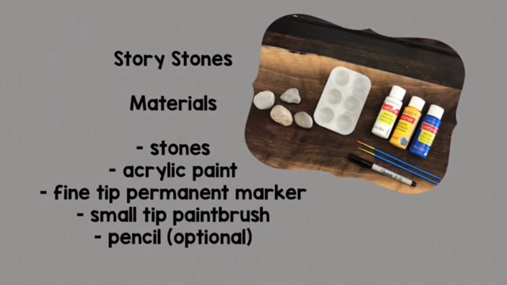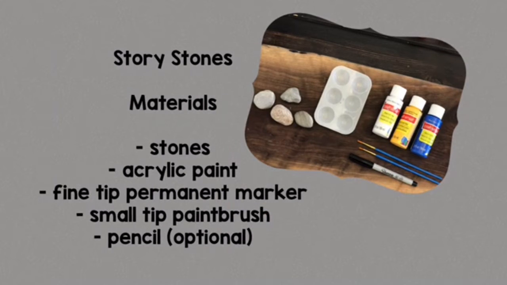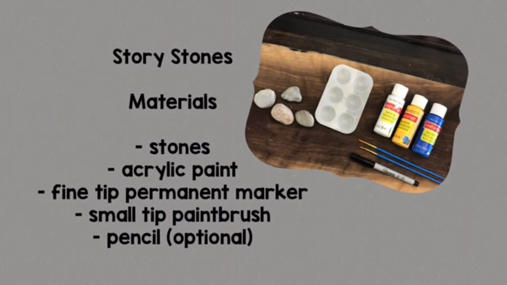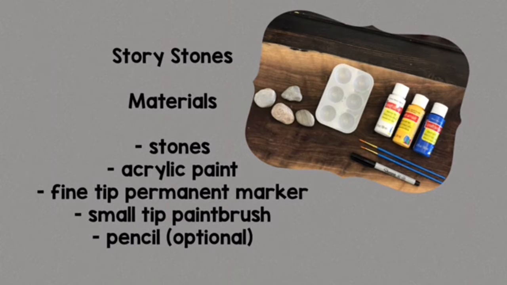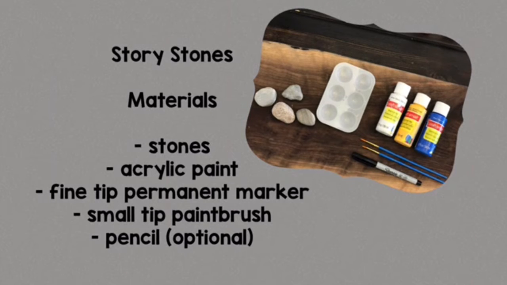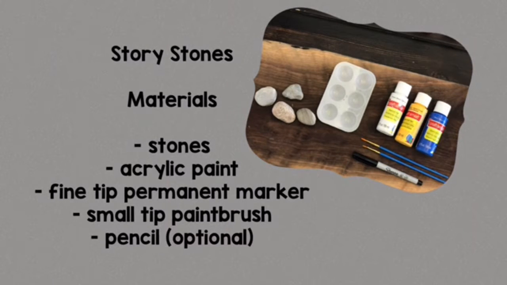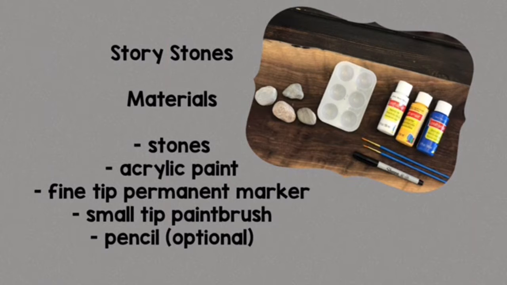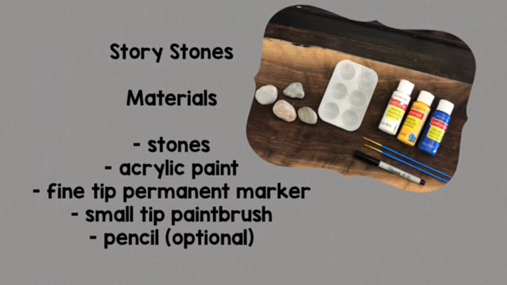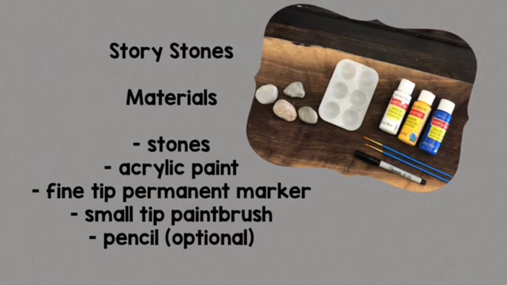The materials needed are stones, acrylic paint, a fine tip permanent marker, a small tip paintbrush, and a pencil is optional. You can purchase stones at the dollar store, or you can go down to your local beach and have a look. Plenty of stones there for you to choose. I'm sure you already know this, but children are natural stone collectors.